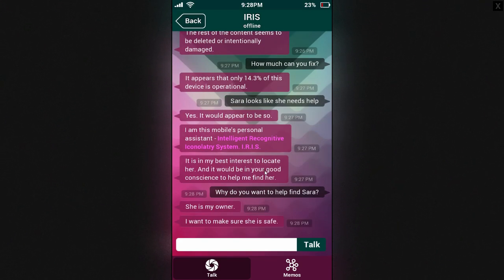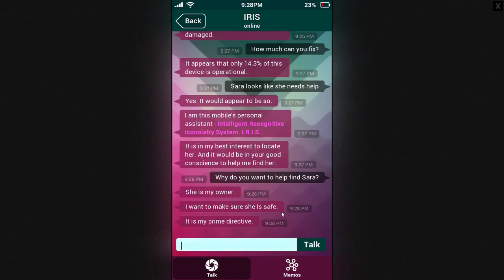She is my owner. I want to make sure she's safe. It is my prime directive.